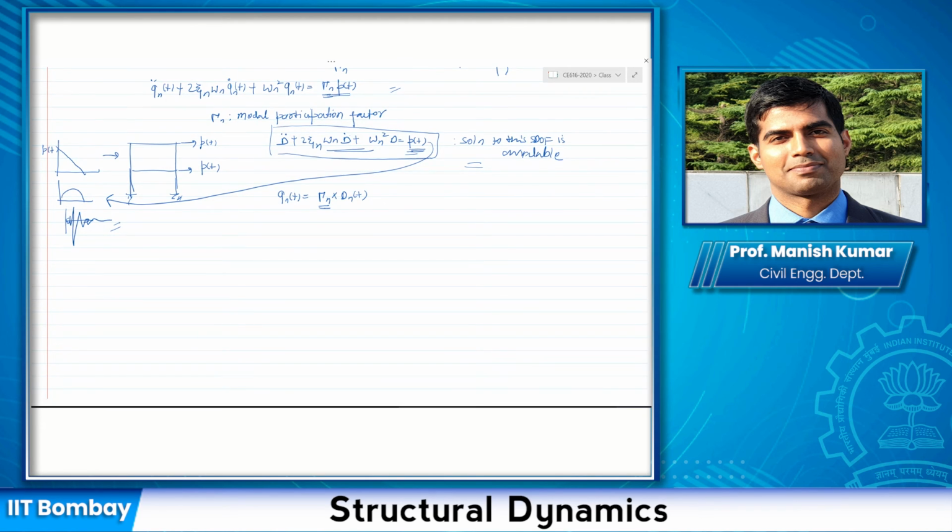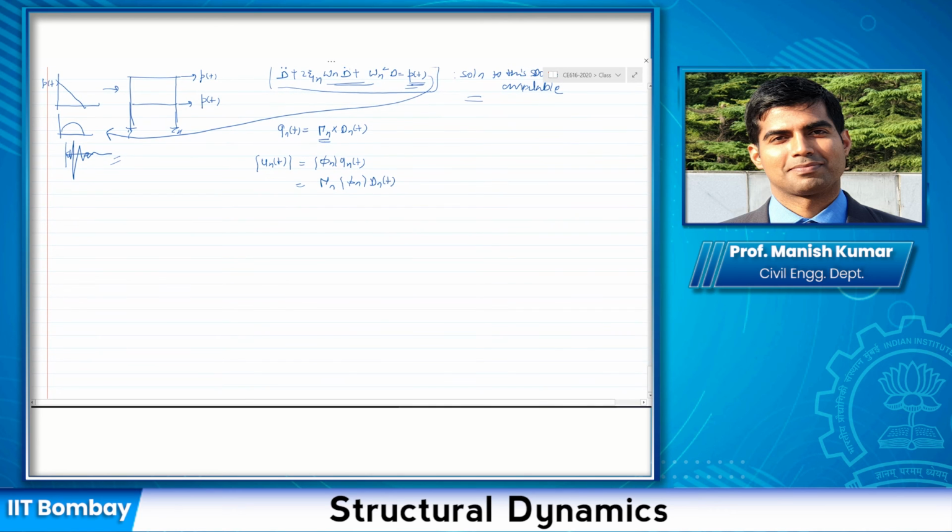Okay, and if I have to get the contribution of the nth mode to the total displacement at each degree of freedom, all I need to do is remember this would be phi n times Q n t, right? Now Q n t I can write as gamma n times D n t. So this I can write as phi n times gamma n D n t.